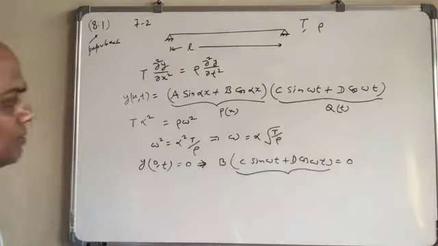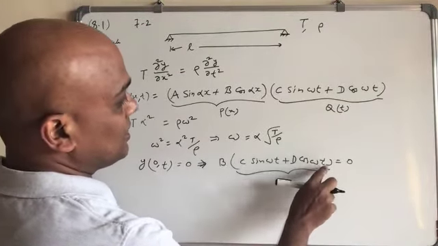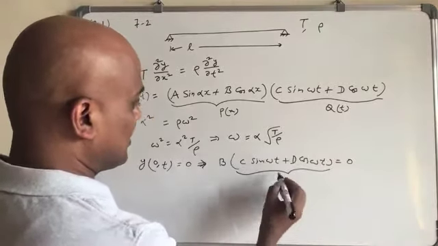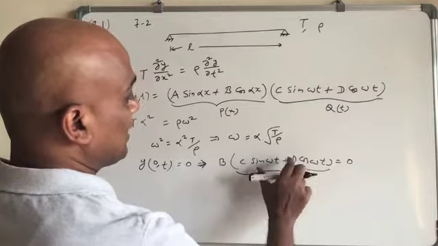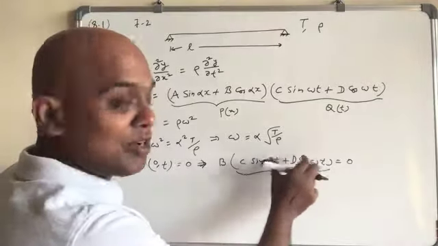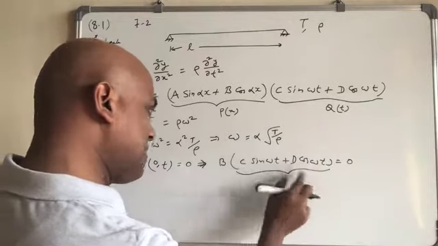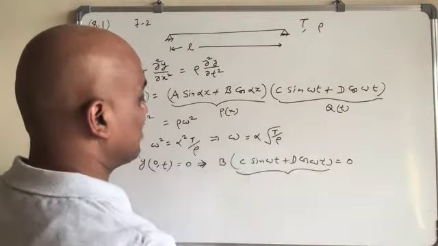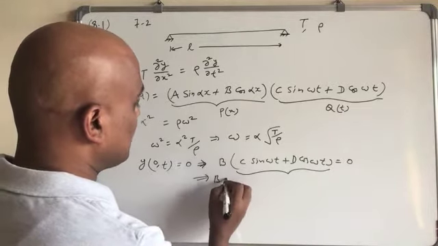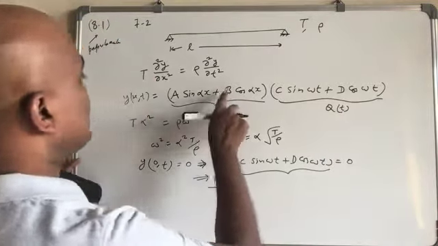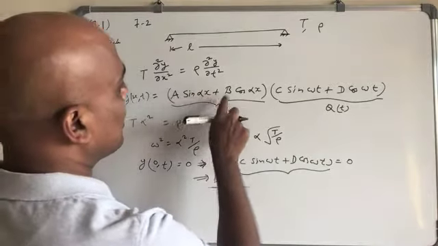So b c sine omega t plus d cos omega t is equal to this. Sine omega t and cos omega t will vary with time, so the whole expression cannot be 0. Hence you have simply b equal to 0. So b is gone from here, hence you have y(x,t) equal to a sine alpha x and so on.